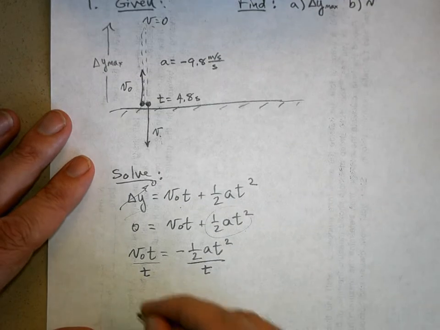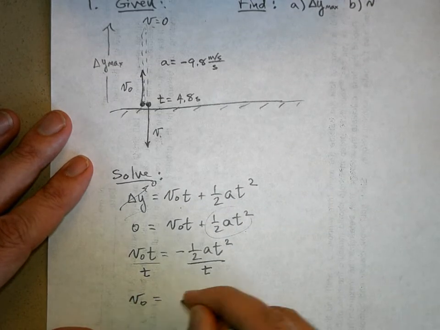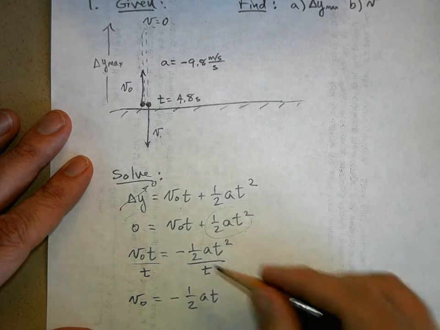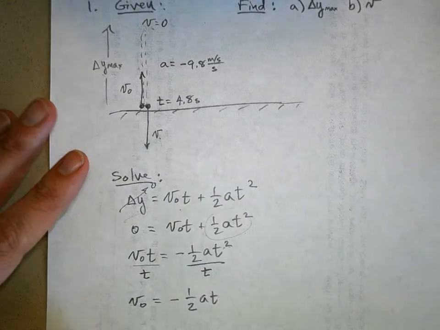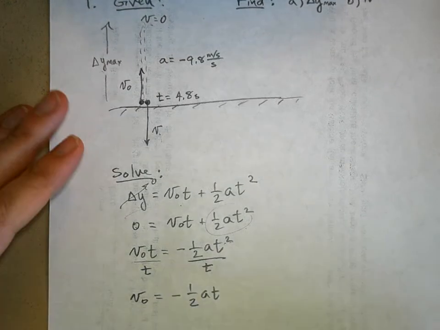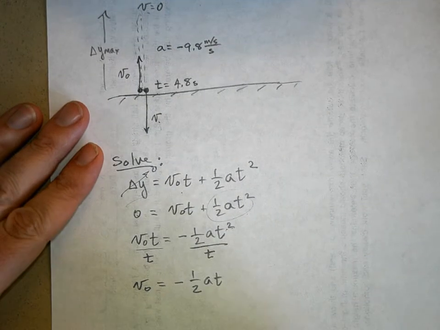And so now I get V naught is equal to negative 1/2 a t, right? Because the t cancels with the t squared. Trust algebra, okay? Algebra works. And it's kind of amazing that it does. We live in a mathematical universe.